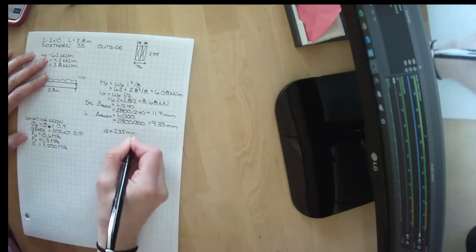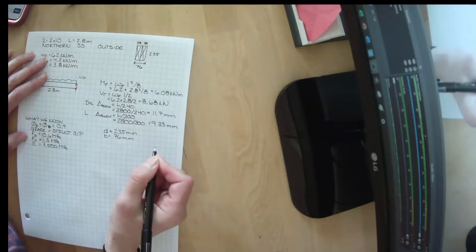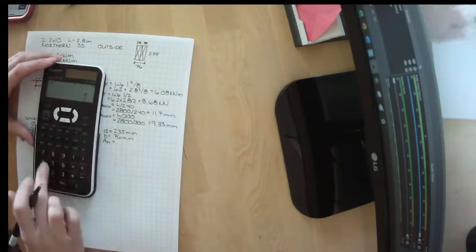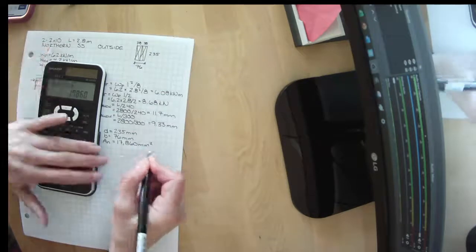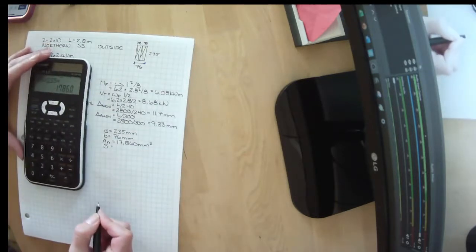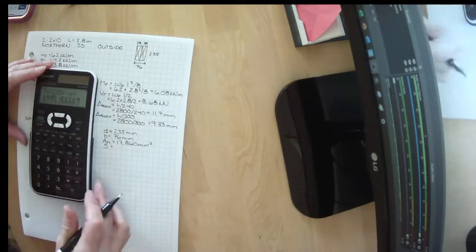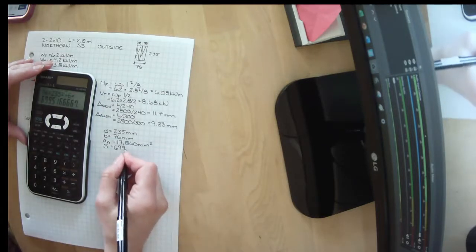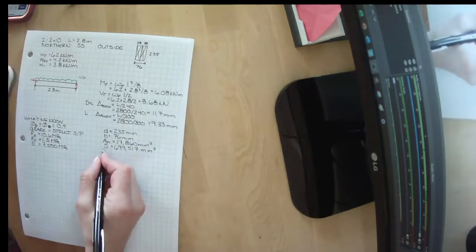So let's see some of our properties here. Our depth is 235 millimeters. Our width overall is 76 millimeters. Our area, or our net area, is 76 by 235 equals 17,860 millimeters squared. Our section modulus, remember, is BD squared divided by 6. 76 by 235 squared divided by 6 is 699,517 millimeters cubed.